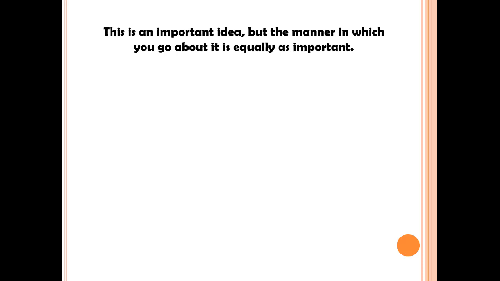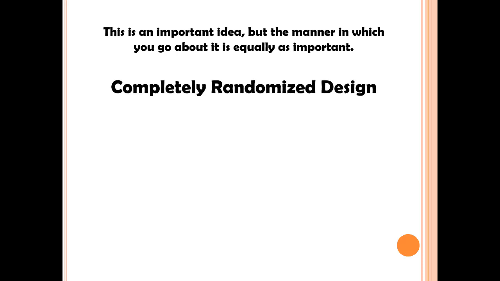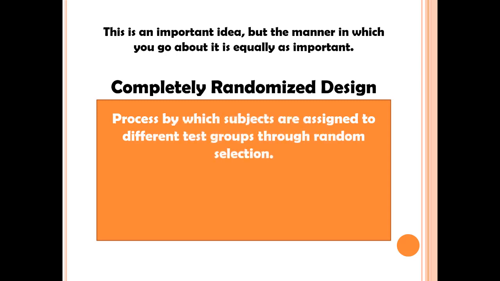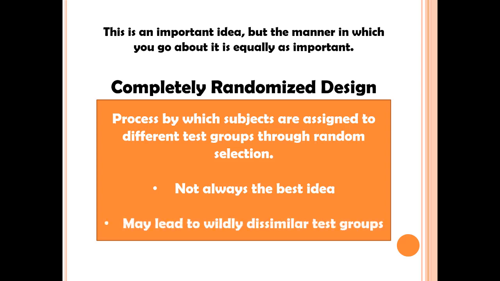Now, this is an important idea, but the manner in which you go about it is equally as important. So let's talk about a completely randomized design. This is a process by which subjects are assigned to different test groups through random selection. And the thing you have to know is that this is not always the best idea, and that it might lead to wildly dissimilar test groups. Why would that be the case? You would think that complete randomness is the best, because if there's any lack of randomness, then we might not get valid test results. But in fact, too much randomness causes a problem.